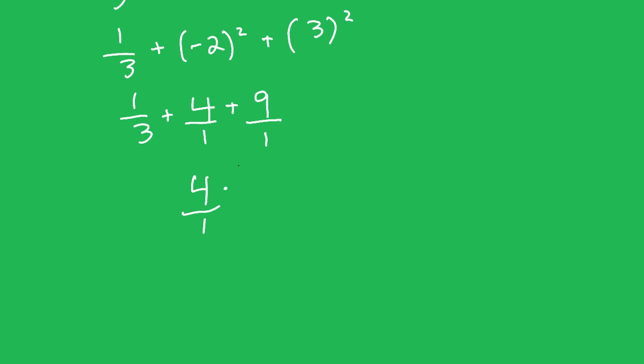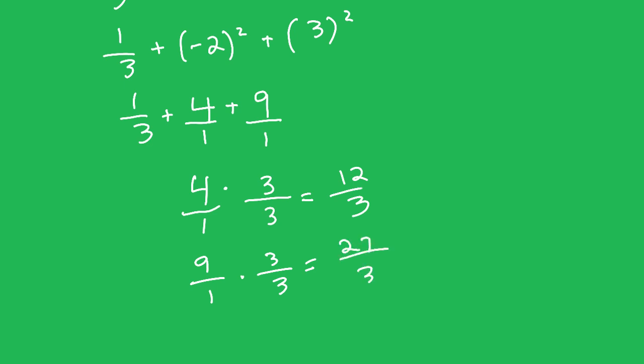To do that, I'll put the 1 there too if you like. So we're taking 4 over 1, and we want to multiply the denominator by 3, since we're going to multiply the numerators together, denominators together. So we'll multiply the denominator by 3, but we want to keep it equal to 1, so we put a 3 up there. So we're really multiplying 4 times 1 here, but that's going to give us a denominator of 12. So 4 times 3 will be 12 over 3. Do the same thing for 9. That's 3 over 3 there. 9 times 3 is 27. 1 times 3 is 3.